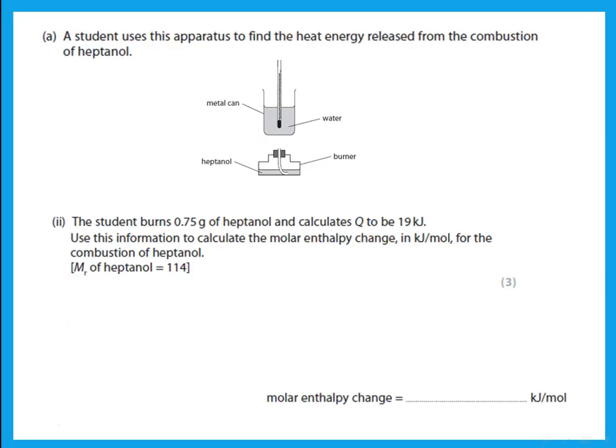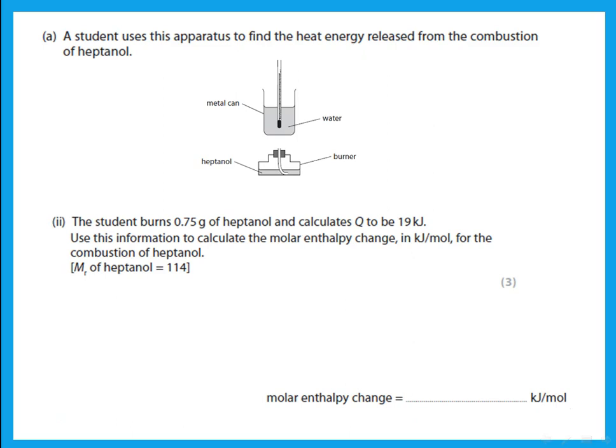Okay? The next question says a student uses this apparatus to find the heat energy released from combustion of heptanol. So he's burning heptanol using the heat to heat up a metal can containing water. And he says the student burns 0.75 grams of heptanol and calculates Q to be 19 kilojoules. So he already calculated Q and he found that it was 19 kilojoules. Now use this information to calculate the molar enthalpy change. So basically he's giving me Q and he's saying get delta H.